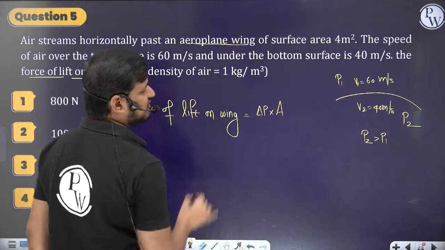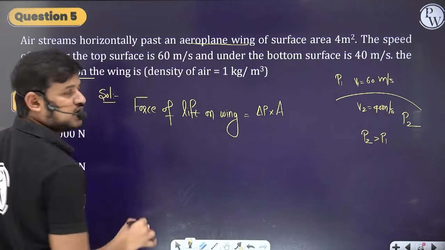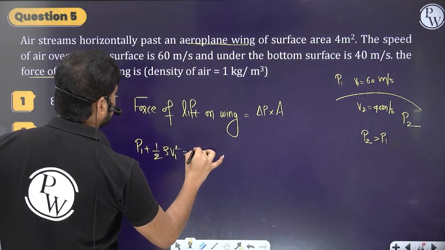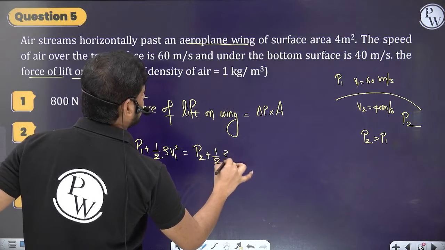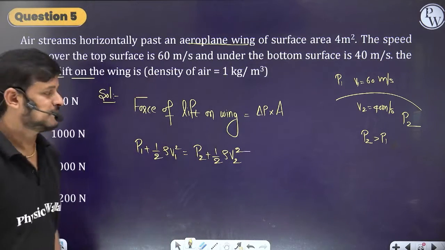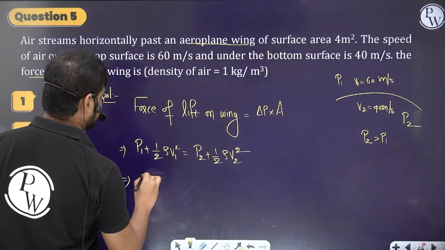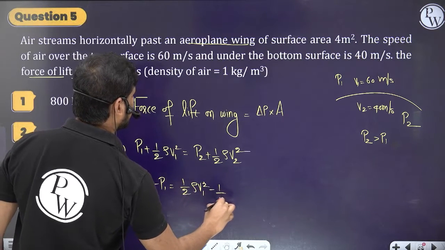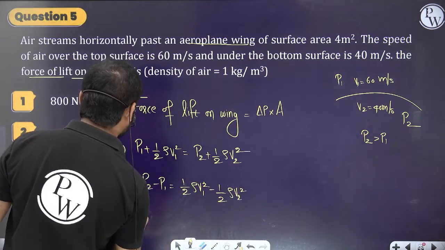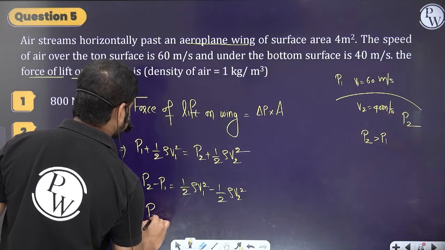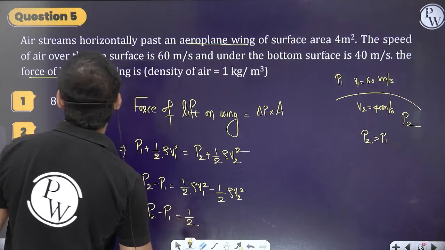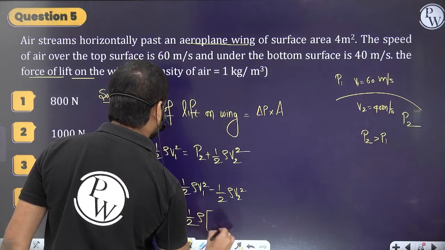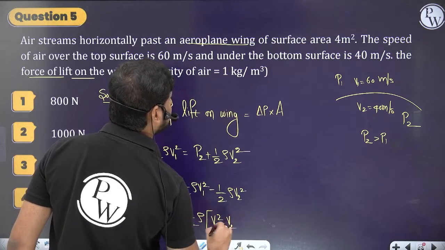So first I'll find the pressure difference. For the wing questions, we can take P1 plus half rho V1 square is equal to P2 plus half rho V2 square. So the pressure P2 is more. So P2 minus P1 is equal to half rho V1 square minus half rho V2 square. That's it. This is the pressure difference. So P2 minus P1 is half into, what is the density of air? They asked us to take 1 here. So half rho you can take out, V1 square minus V2 square, right?